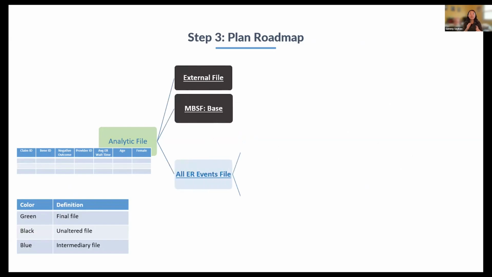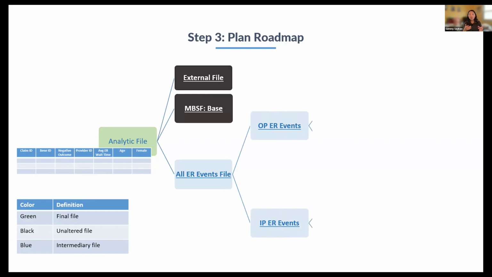So we know for at least demographics and our emergency room wait time, we can actually pull those directly from our external file in the MBSF base without really needing to make any changes. The bigger thing we need to work out is our all emergency room events file. So what does that look like?